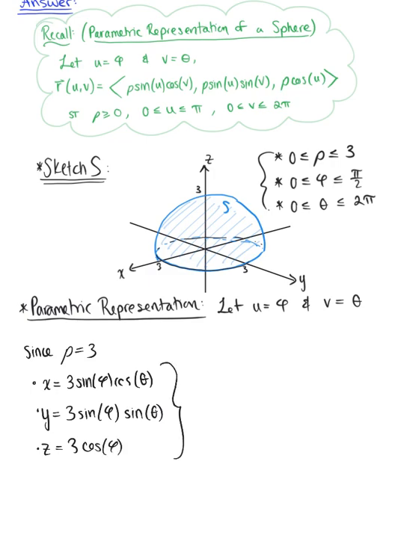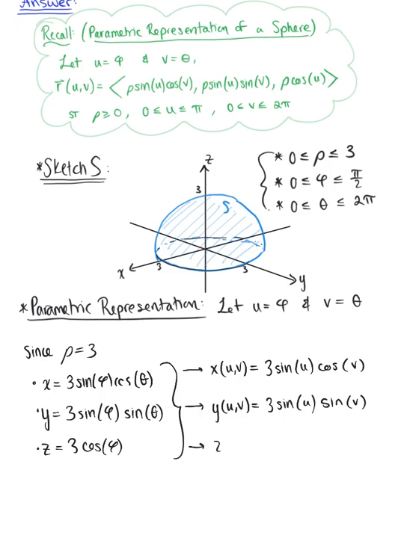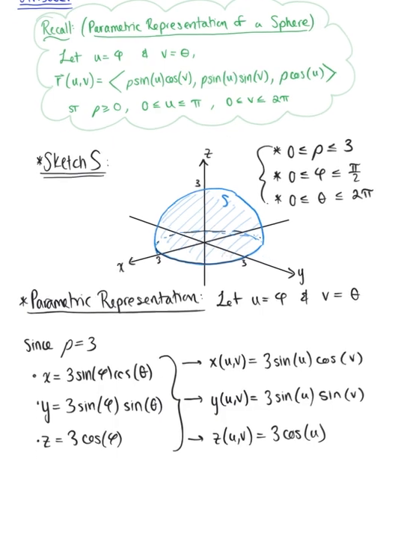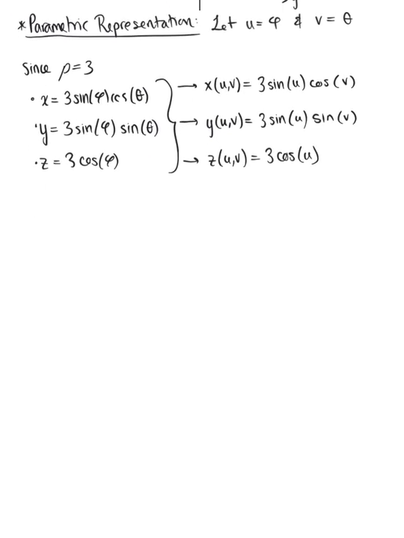We'll now use these to parameterize each component. The parametric representation of x in terms of u and v is going to be 3 sine of u cosine of v. The parametric representation of y in terms of u and v is equal to 3 sine of u times sine of v. And last but not least, the parametric representation of z in terms of u and v is equal to 3 times cosine of u. And so we are able to conclude that the parametric representation, vector r of u v, for this hemisphere is defined as 3.